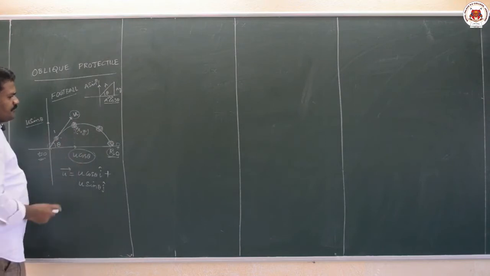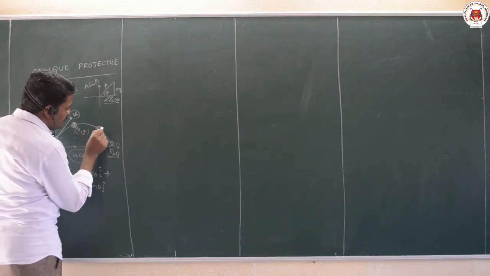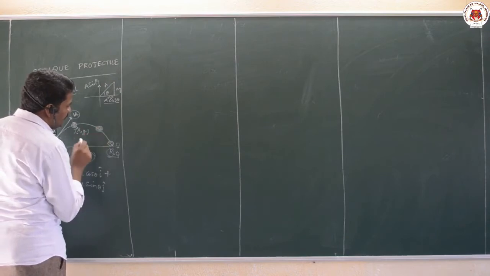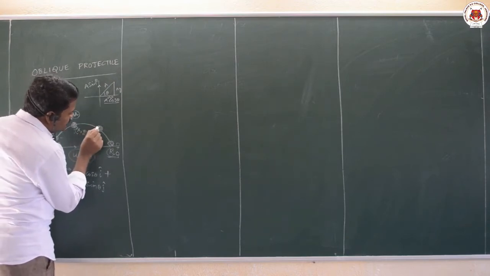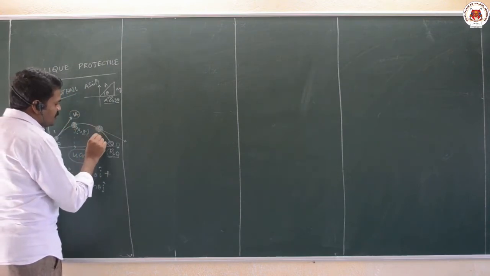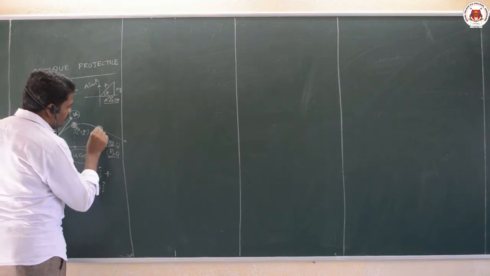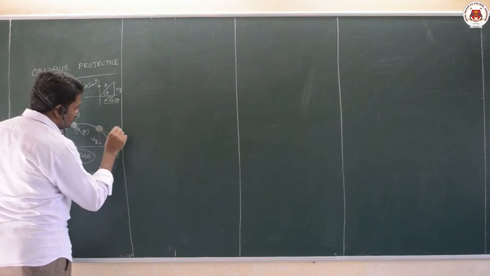After some time, the body will get a final velocity. Let us take a body is here, it will get final velocity. Let us take this as the velocity direction. This final velocity will also have two components. This will be Vy, this will be Vx.